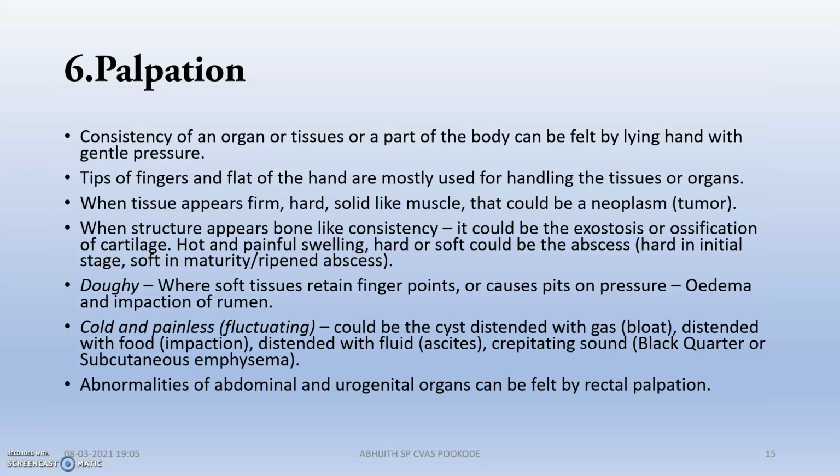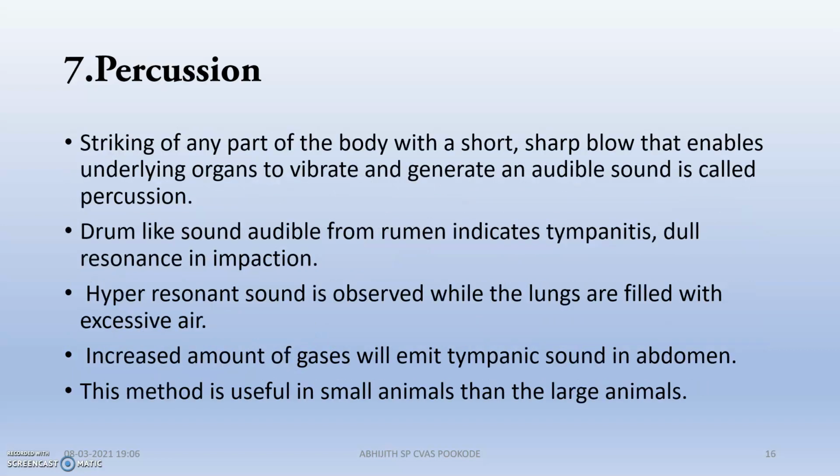Next is the palpation techniques. You can actually palpate the internal organs, whether the animal has got any hepatomegaly, whether it has got any splenomegaly, whether it's cold and painless fluctuating, whether the gas formation is present in the body, whether fluid ascites is there, whether crepitating sound like that of black water, or distended with the gas, that is a bloat or food impaction and all. Through rectal palpation, you can check for the urogenital organs and the abdominal abnormalities.